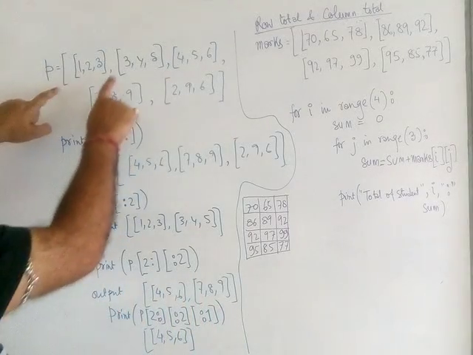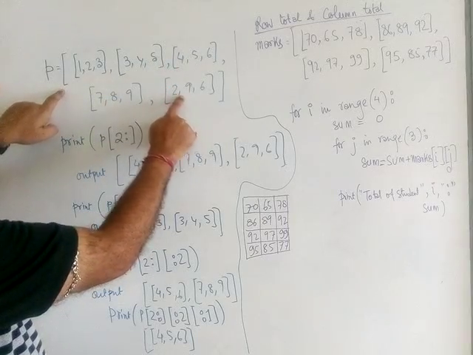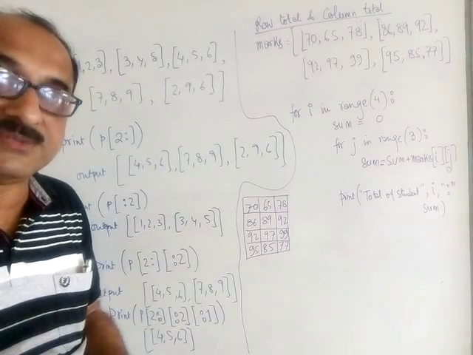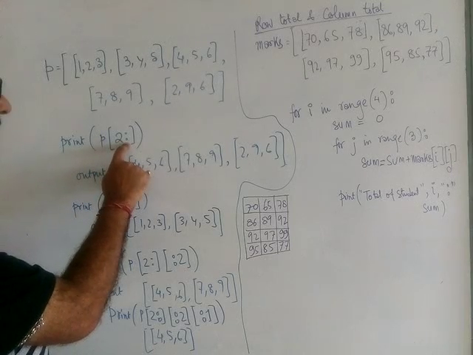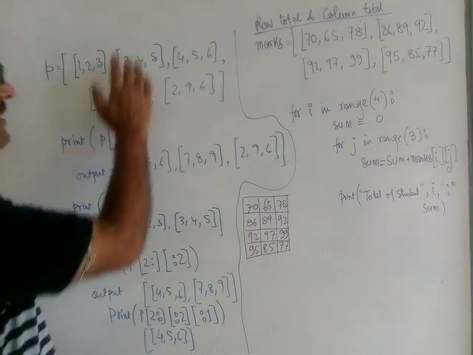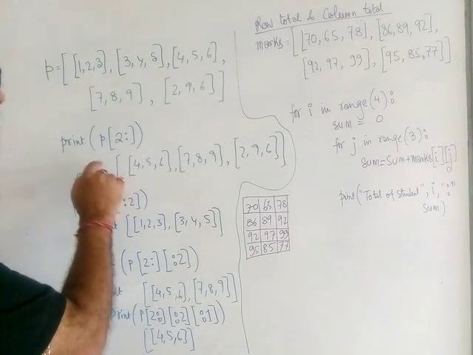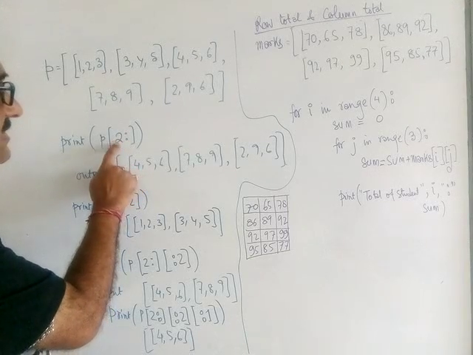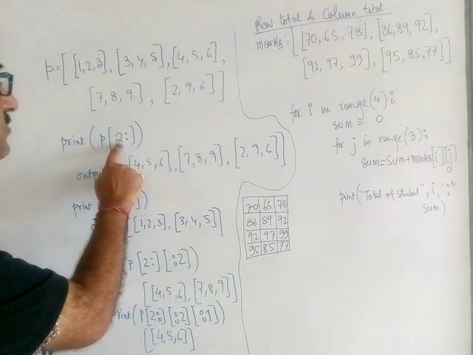I have taken a nested list. You can see we have 5 elements, and each of the elements is further a list by itself. Now what happens if you write P and 2 colon? In a simple linear list, which is not a nested list, 2 colon means it will start from the index position 2 and go till the end. The same thing is going to happen here also.